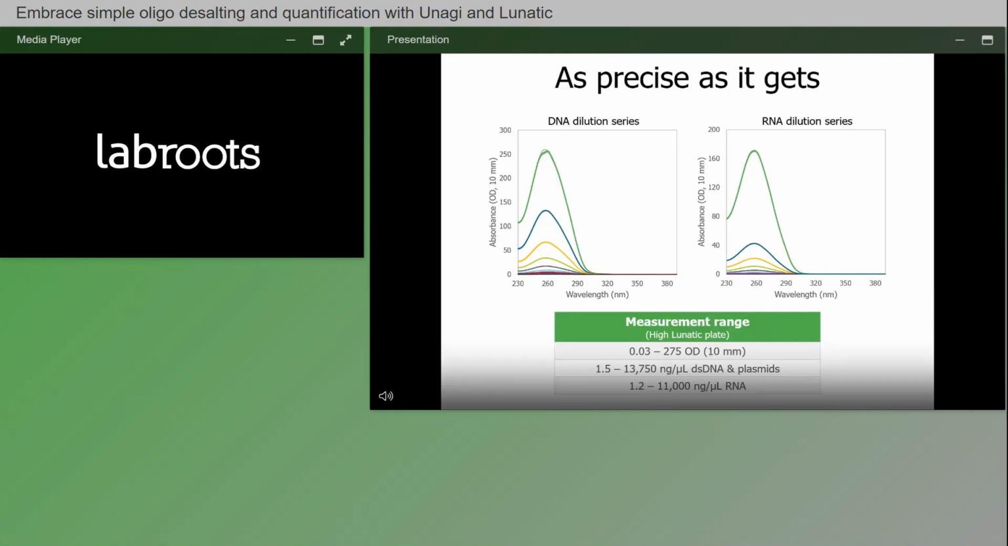Twofold dilutions across this whole dilution series shows us that we're able to also do a wide range all the way down to about 1.5 nanogram per microliter for double-stranded DNA and plasmids, and down to about 1.2 nanogram per microliter for RNA.